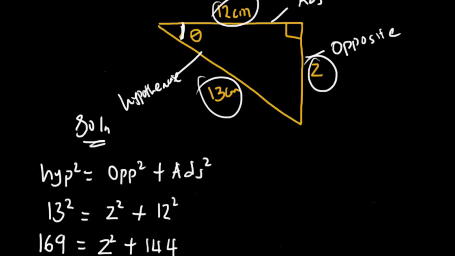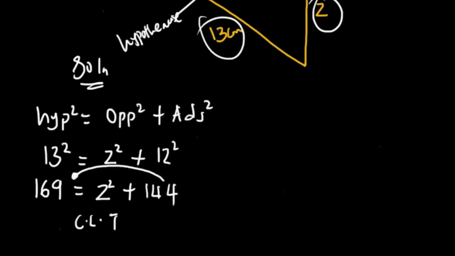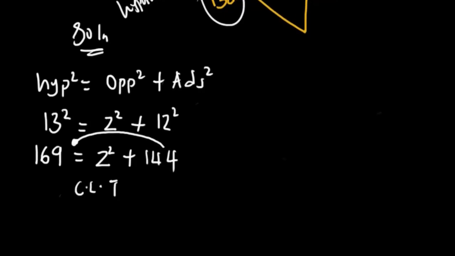Now we are trying to find z, so we have to collect like terms. What that means is that numbers will come together. 144 will travel from the right hand side of the equation to the left hand side to meet its party, 169. The sign of 144 is plus. When it crosses the equal to sign, it becomes minus. So we have 169 minus 144 equals, I'm left with z square.